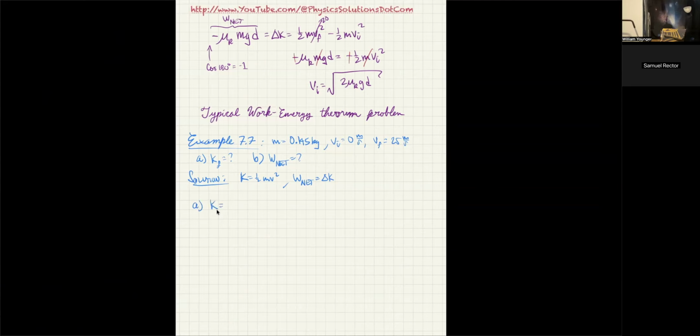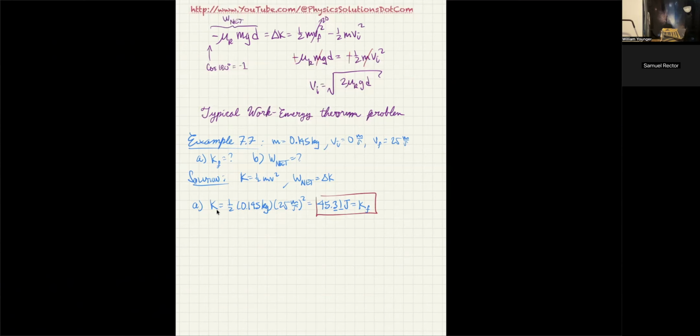The kinetic energy is equal to 1/2 times 0.145 kilograms times 25 meters per second squared. This is going to be 0.5 times 0.145 times 25 squared. That gives me 45.31, and that's actually two extra digits. So that's 45.31 joules is equal to the final kinetic energy.